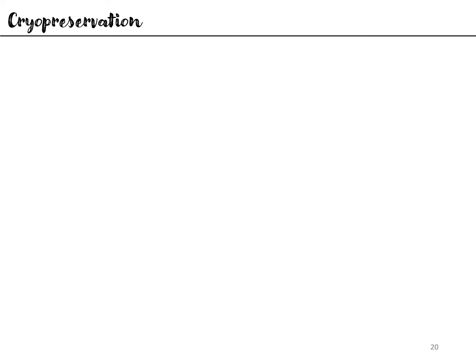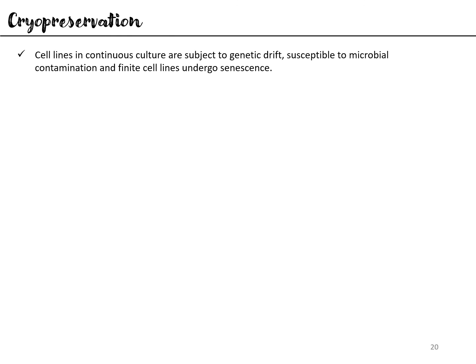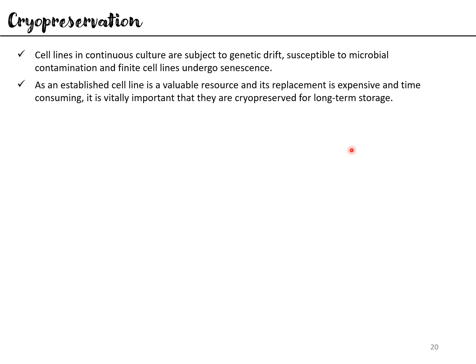So under such situations, you need to go back to cells of earlier passage. Now, how do you store these cells? For that, you have cryopreservation. Cell lines in continuous culture are also subject to genetic drift. They're susceptible to microbial contamination, and finite cell lines will simply undergo senescence. As an established cell line is a valuable resource and its replacement is expensive and time consuming, it is extremely important that they are cryopreserved for long-term storage.